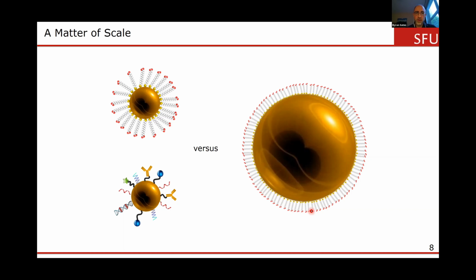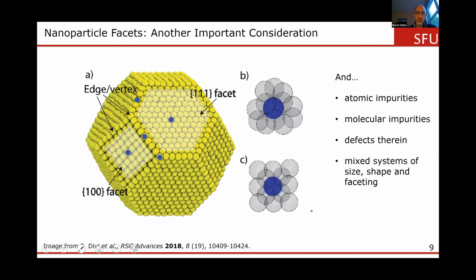But there are further complications. And so one of those complications is that depending on the material, we're either dealing with a semicrystalline or amorphous surface, or we might be dealing with crystalline facets.